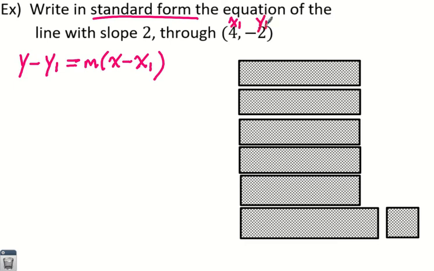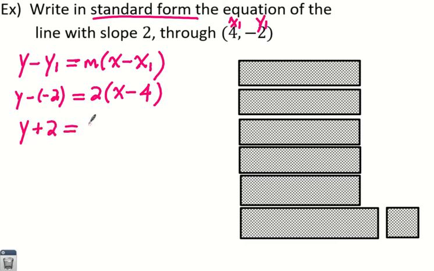And so we have y minus a negative 2 equals 2 is my slope times x minus 4. And so this is y plus 2. And I'm going to distribute, okay? I'm going to distribute the 2 here because I am not going to be finishing in point slope form, obviously. We're going into standard form. So the first move is to basically distribute the m through the bubble.